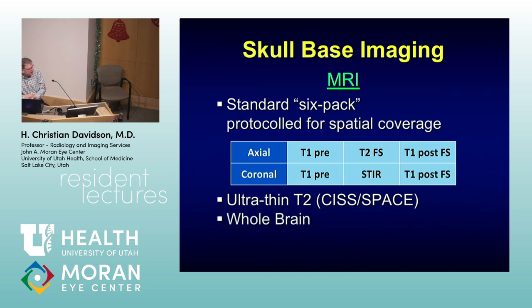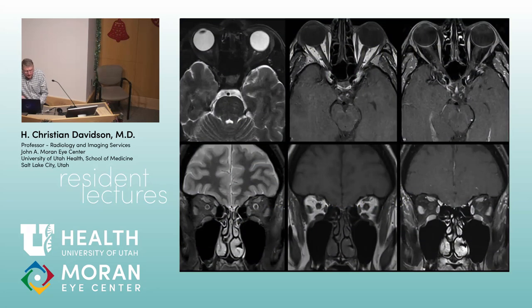And then throw in usually a whole brain sequence to wrap things up, depending on what you're looking for. So this is your six-pack. Upper left, this is a T2 fat suppressed. We know T2 because CSF is bright, fat is dark, and then the bottom one, that's going to be a STIR. You could flip those, one STIR, the other T2. In the middle, we have our T1 pre, axial and coronal, and then on the right, you have the T1 post.